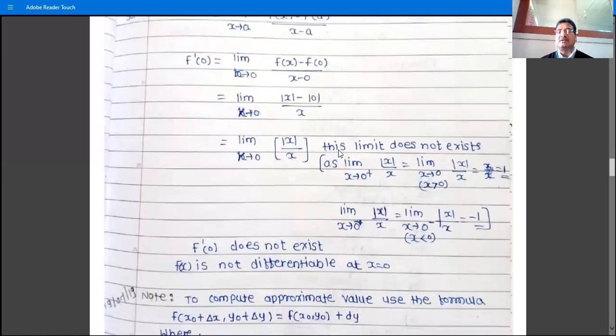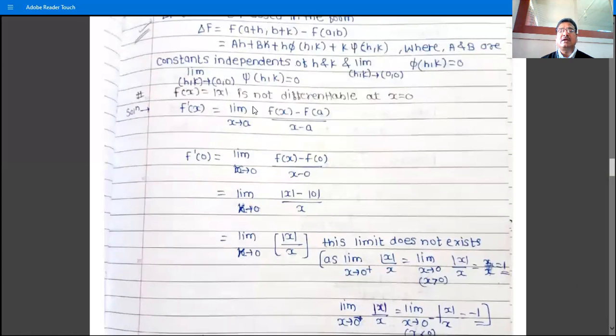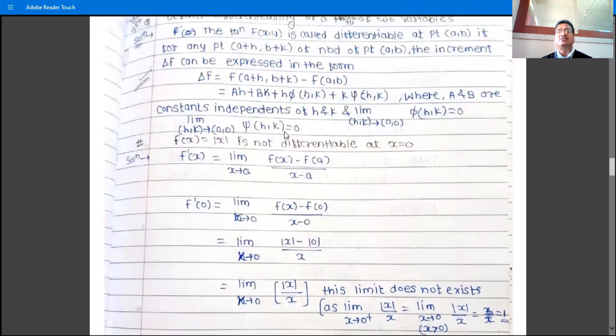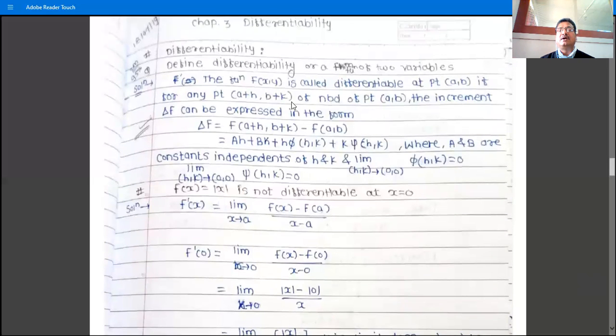This limit does not exist. This is the definition of F.Y.B.Sc. f'(x), that is limit x tends to a, (f(x) minus f(a)) divided by (x minus a). This is a one variable function. In this chapter we are going to discuss the differentiability of a two variable function.